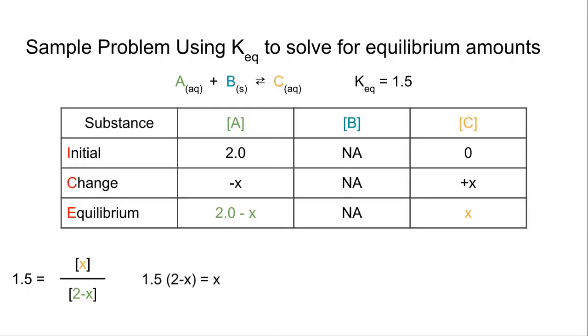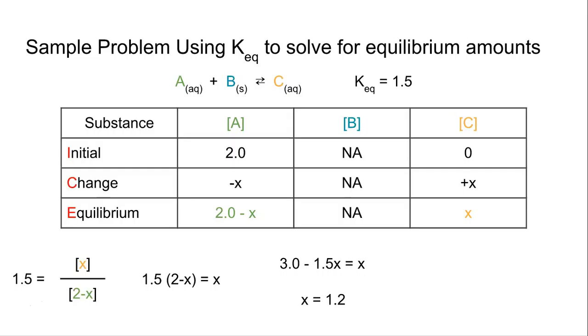First thing I do is I want to get that 2 minus x off of that denominator, and I multiply both sides by 2 minus x. And that gives me 1.5 times the quantity 2 minus x equals x. And now we're just going to use our algebra skills, and we're going to distribute that binomial, and we're going to solve for x, which gives us 1.2. Make sure you can do that in your calculator and you understand that concept.